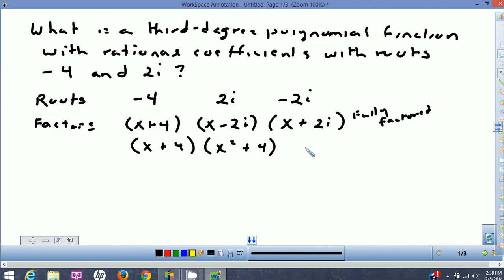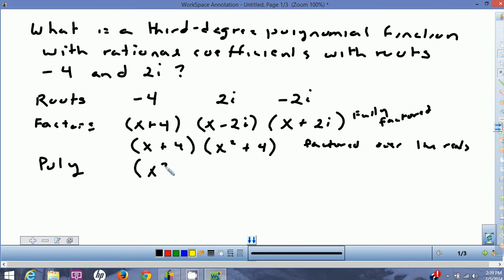Now, this would technically be called factored over the reals, because all of those factors are real numbers there, x plus 4, x squared plus 4. And then if I FOIL that, I get my polynomial in standard form. X cubed plus 4x squared plus x plus 16 is the polynomial in standard form that has rational coefficients and roots of -4 and 2i. Notice it also has a root of -2i because complex zeros, complex roots, complex solutions, complex factors only occur in conjugate pairs.